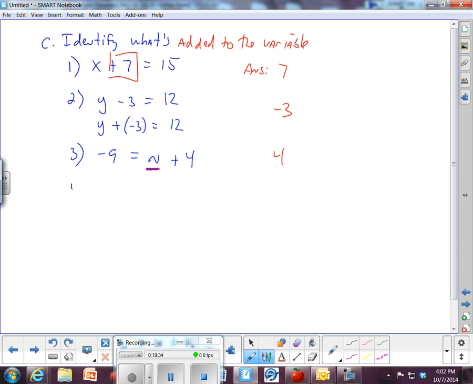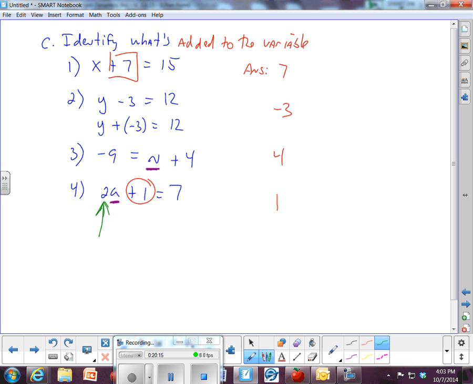Okay. Number 4. How about this one? 2a plus 1 equals 7. What is the quantity or the thing added to the variable? I hope you say the 1. Here's our variable, and it's the 1 that's added to it. What's this 2 doing? Is the 2 added to the variable? Well, what's the name for that 2? That 2 is a coefficient, isn't it? And what does a coefficient do to the variable? Hopefully you're thinking it multiplies, right?